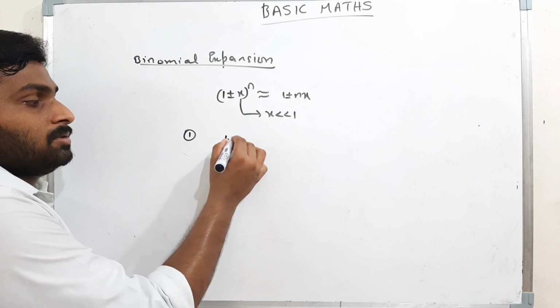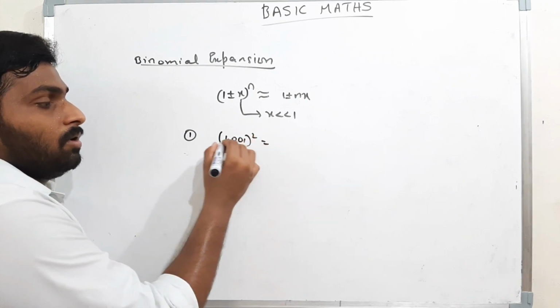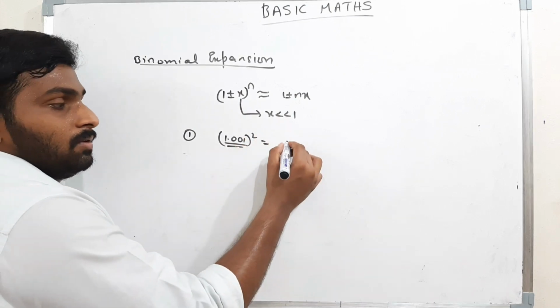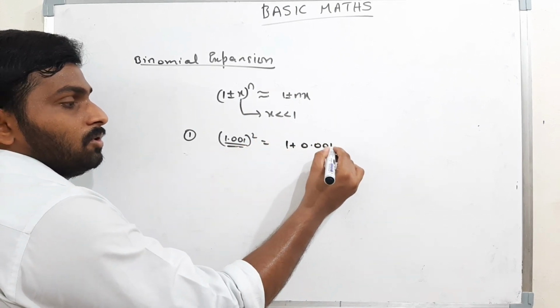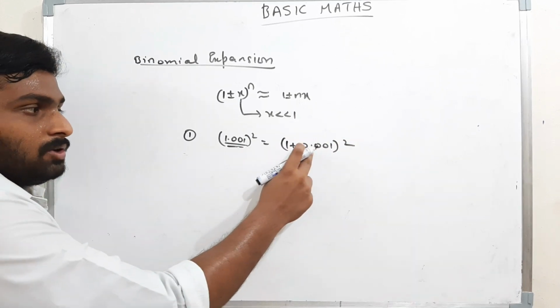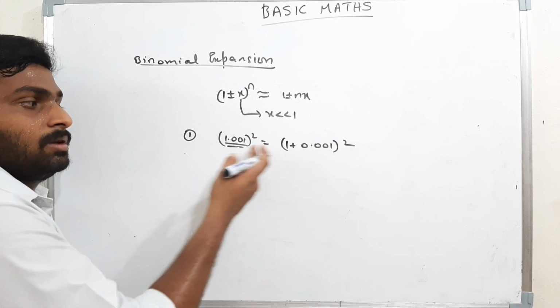1.001 whole square. Now what is the value of this? 1.001 whole square, I can write this one as 1 plus 0.001 whole square. Can I write like this? Yeah, 1 plus 0.001 whole square is nothing but this value only.